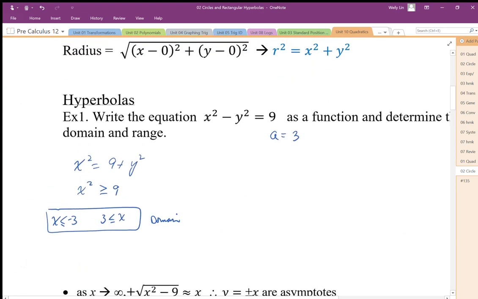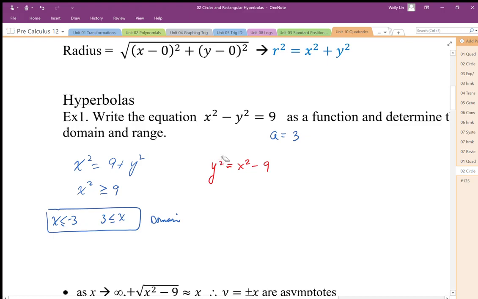Is this really the case? So let's solve for y. This is going to be for my range. I'm just going to test my y. So y squared is equal to x squared minus 9. Well, that means that y can be 0. The y squared can be 0, because we can make this into 0. So y could be 0, and y can be any numbers bigger than 0.